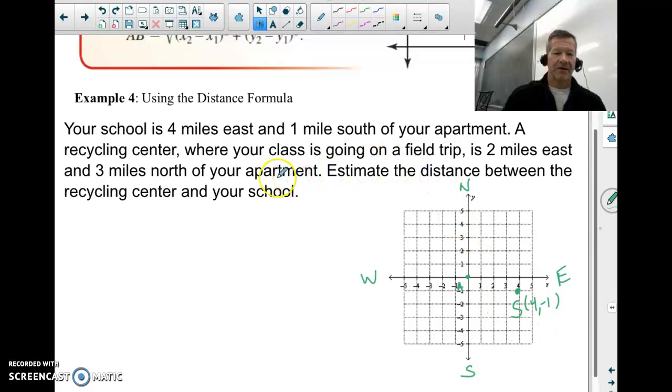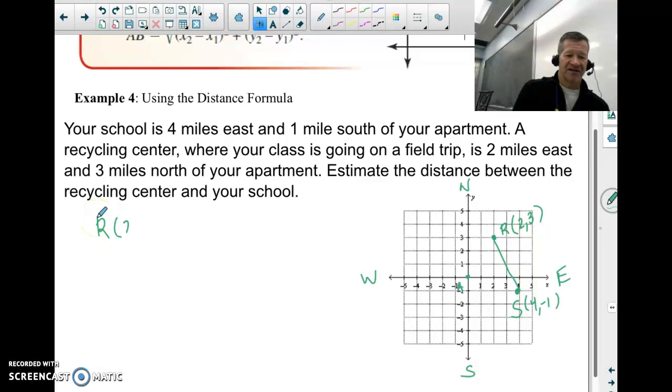Now, the recycling center where your class is going on a field trip is 2 miles east and 3 miles north. So that would be up here at coordinates 2, 3. I'll call that R. That's our recycling center. And it's at point 2, 3. How far apart are these two things? Interesting. Okay. Well, what I can do is I can use this formula.